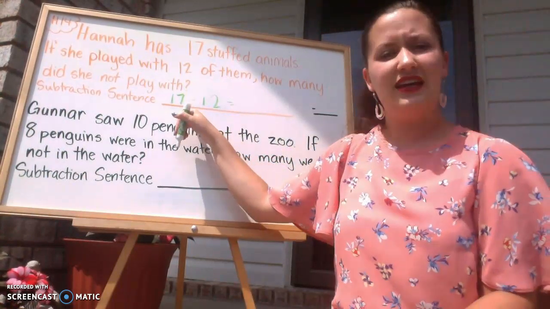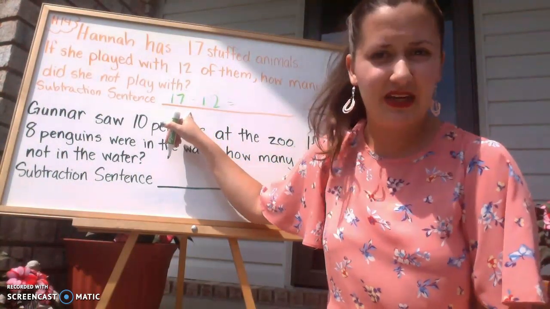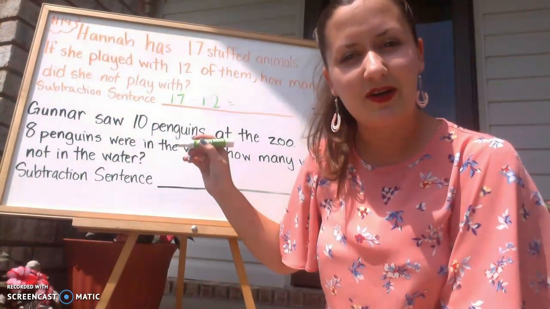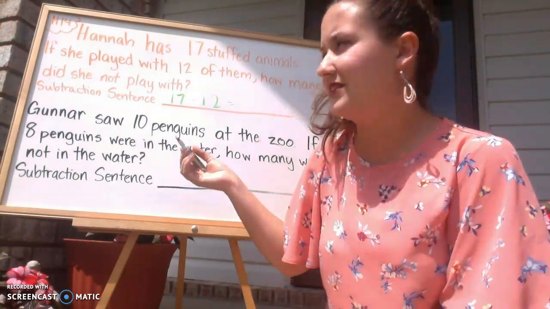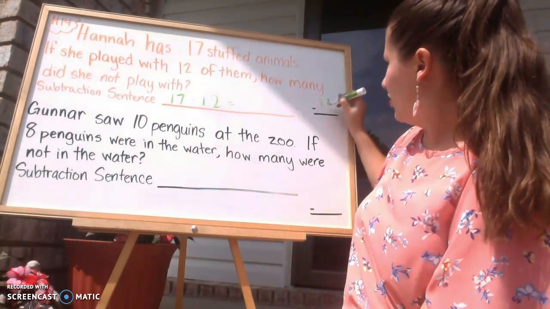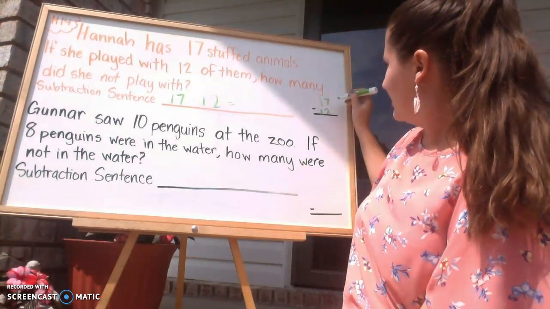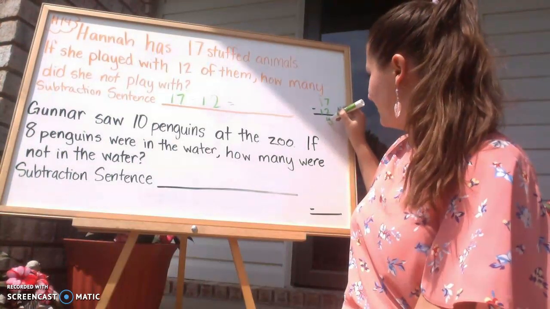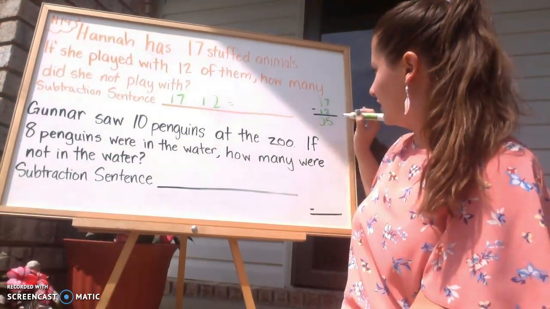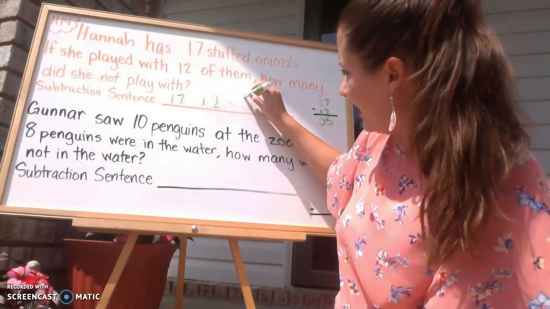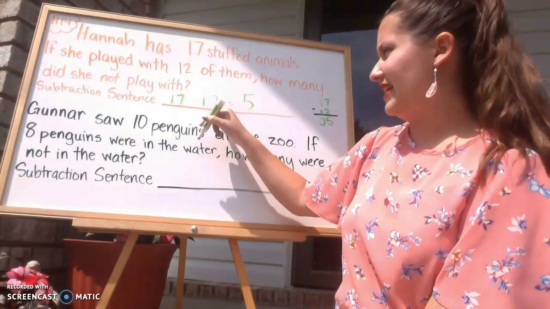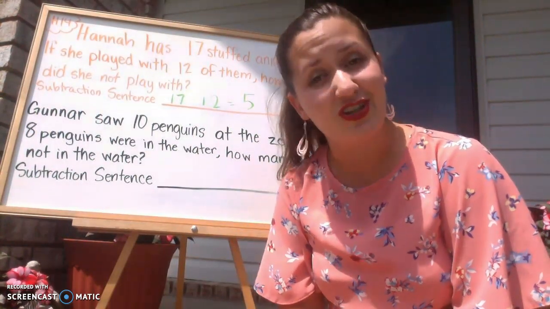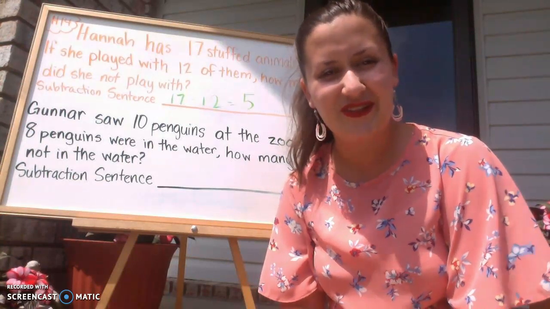Now, this isn't necessarily easy to just think 17 minus 12 equals. Now, I know what it is, but if you don't know right off the bat, we can use your scrap paper and we can put it into the format that makes it easier for us. So we put 17 over 12. 7 minus 2 equals 5, and then 1 minus 1 equals 0. So our answer is 5. 17 minus 12 equals 5. So how many stuffed animals did she not play with? Just 5 of them. Let's look at our next one.